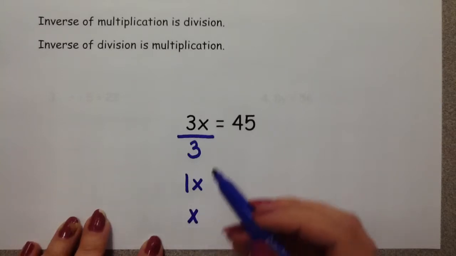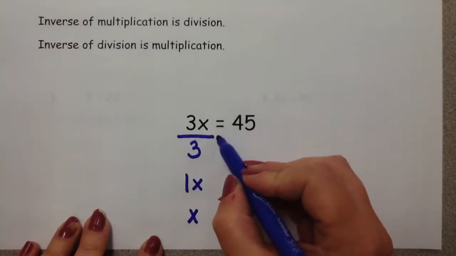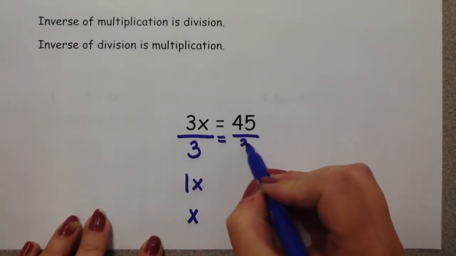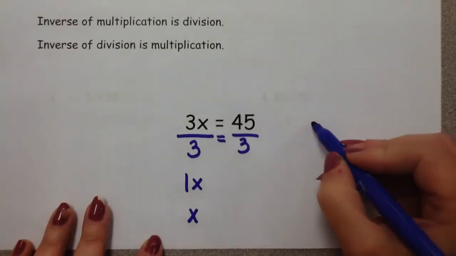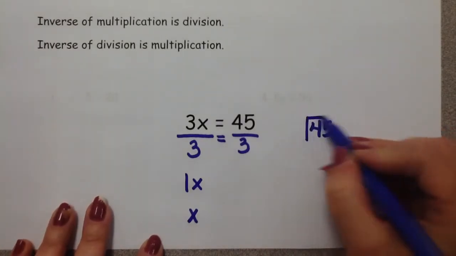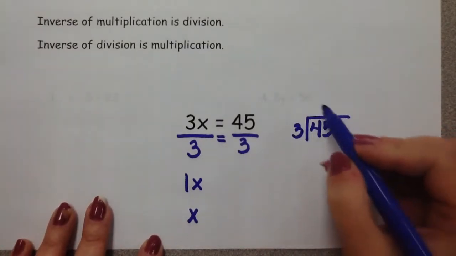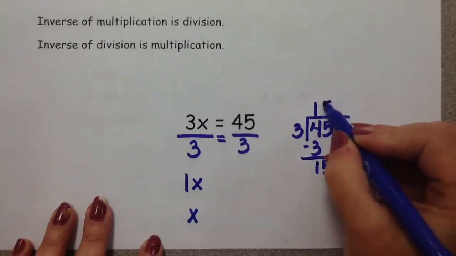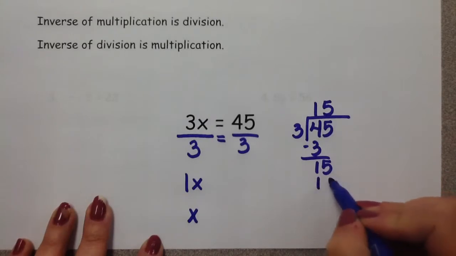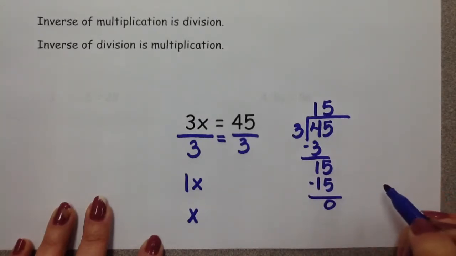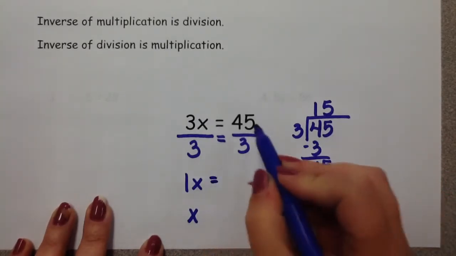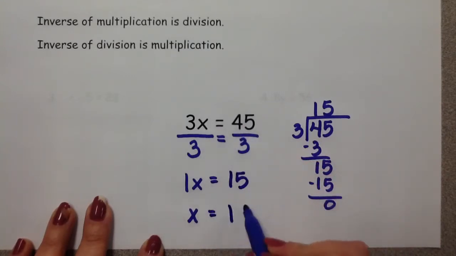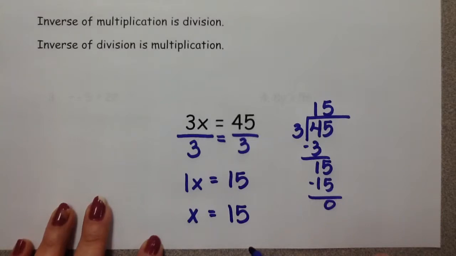Now the property of equality needs to come back into play, and if we divide this side by 3, we need to divide this side by 3. So if we come over to our workspace and take 45 divided by 3, you will notice that 3 goes into 45 15 times. So we come back, and 45 divided by 3 is 15, and 15 would be our final answer.